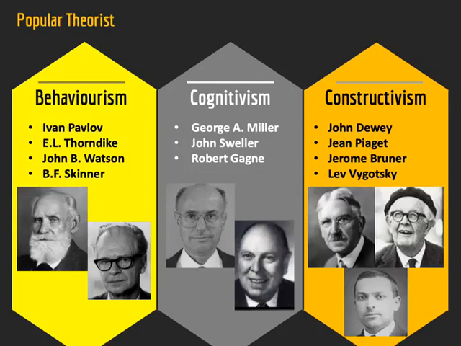And finally, these are the popular theorists. Theorists who propose behaviorism are Pavlov, Thorndike, Watson, and Skinner. Theorists who are popular and propose cognitivism are George Miller, John Sweller, and Robert Gagné. And finally, popular theorists under constructivism are John Dewey, Jean Piaget, Jerome Bruner, and also Lev Vygotsky.